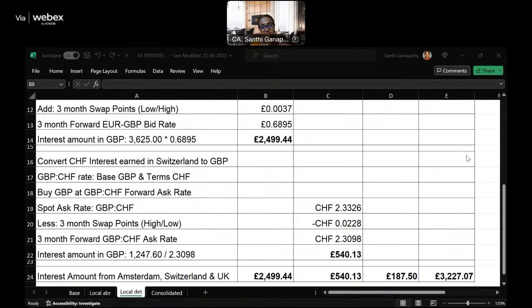Now, it does make a difference whether we consolidate and invest or whether we invest locally. We cannot think that anyway GBP, you are going to invest only in London, either way, because the interest rate is different based on the amount which we are investing. So accordingly, we will have to look at it.